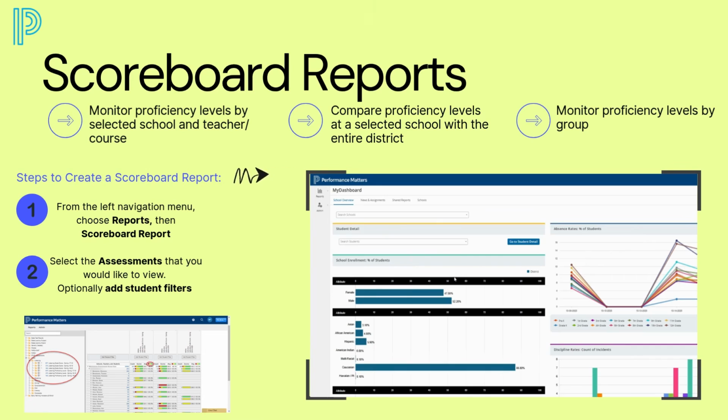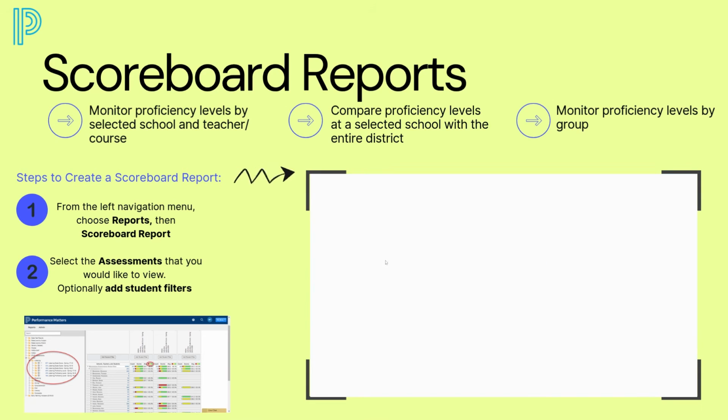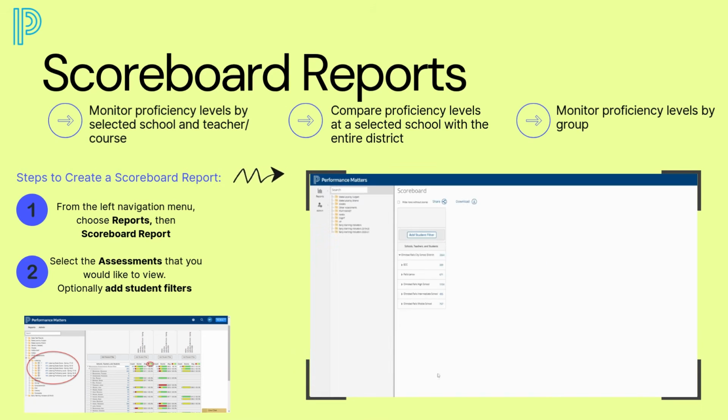To create the report, you're going to do the same exact steps. You're going to log into Performance Matters, go to the left-hand reports, and click on the scoreboard data analysis report. This is going to bring you to your scoreboard screen. It looks very similar to the baseball card screen. However, you're going to notice that where previously it had the students' names, it currently has the schools' names.